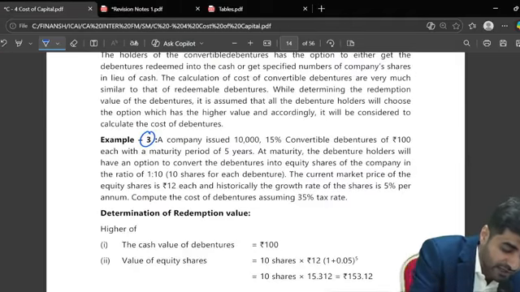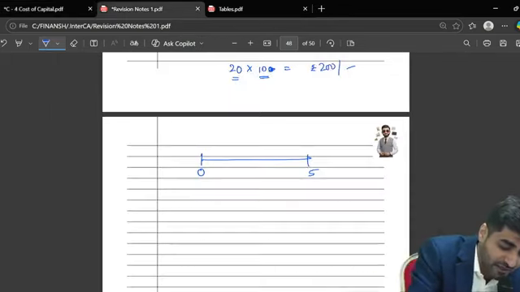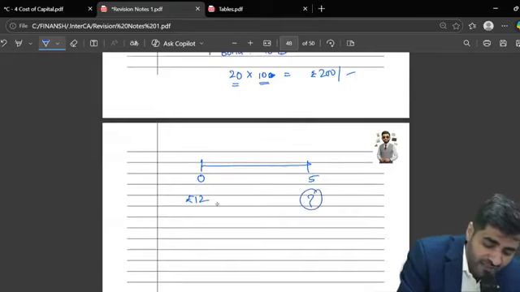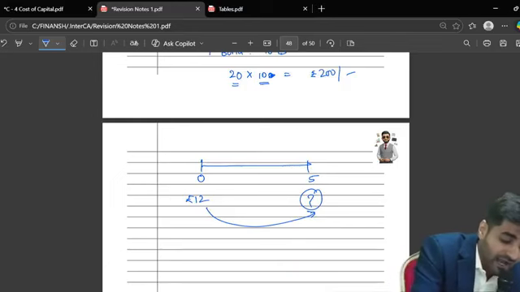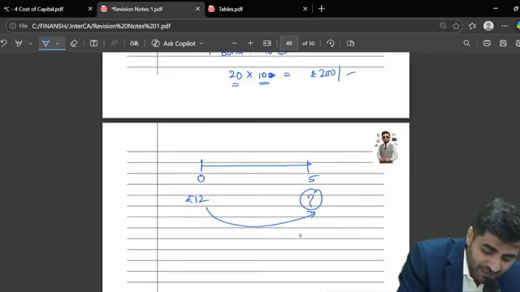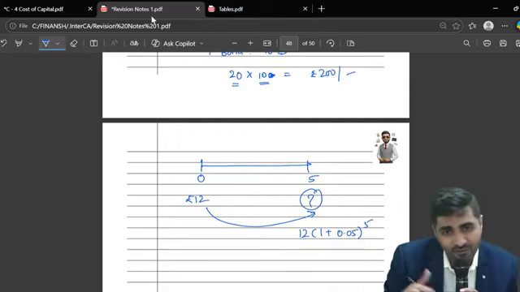Now they have told you the current market price. What's the current market price of the equity share? 12 rupees now. So will the market price at the end of the 5th year be 12 rupees only? Will it be lower or higher? Higher, because the growth rate is given to you as 5%. So the market price will be 12 into (1 + 0.05) raised to the power 5. Or else, if you want, simply take 12 plus 5% plus 5% plus 5% plus 5% plus 5%. You will get the same answer.